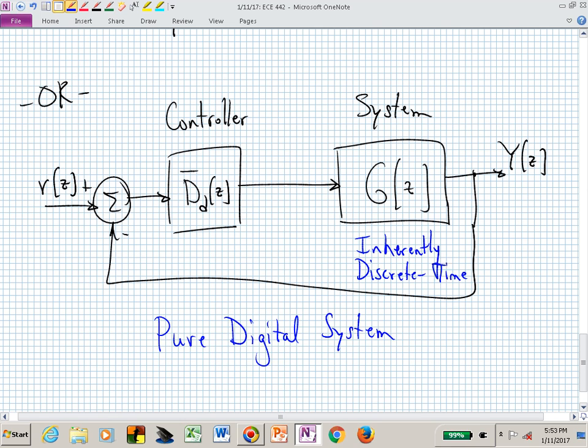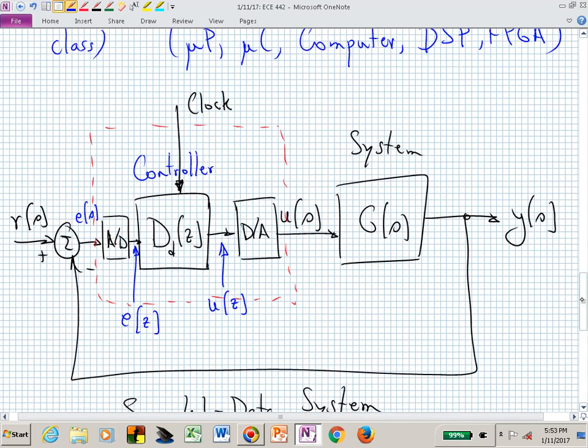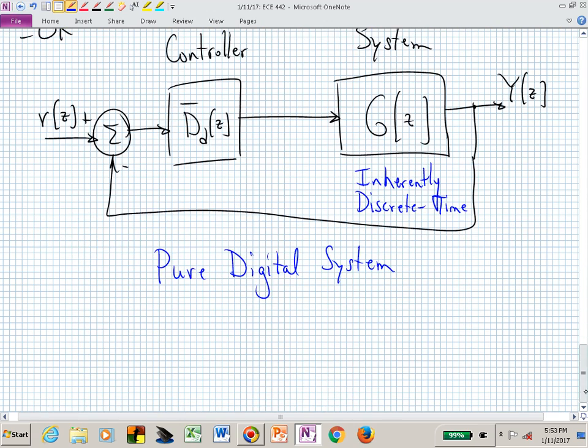In order to do that, we need to figure out how we come up with this capital G of z, or how we deal with G of s and relate that to a D sub d of z, for example. We need to figure out how we model these systems, and that's what we'll talk about next.